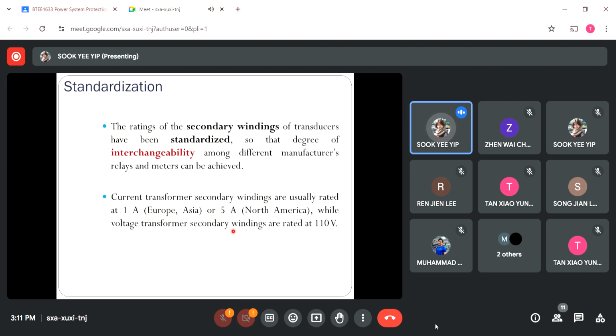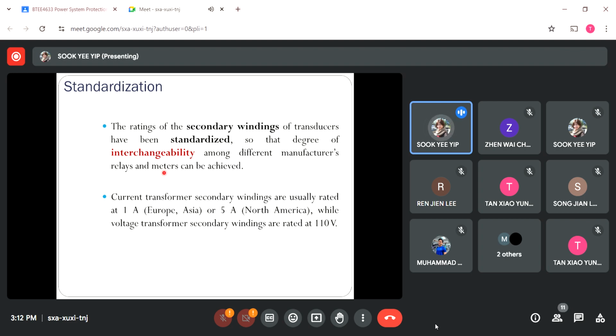And moving on to practice, the ratings of the secondary winding of the instrument transformer have been standardized to certain values, either 5 amp or 1 amp, depending on where you stay. With such a case, it allows a degree of interchangeability of components from different manufacturers, so that the relay or meter can be used within the same power system.